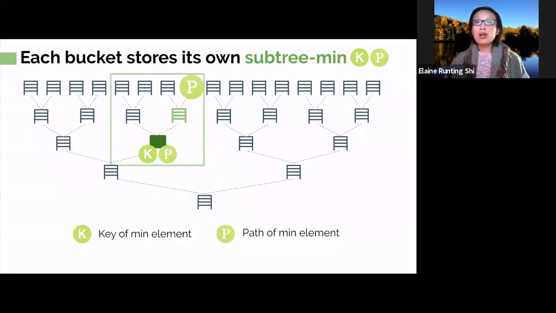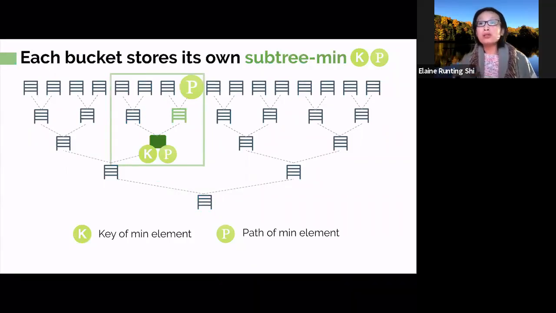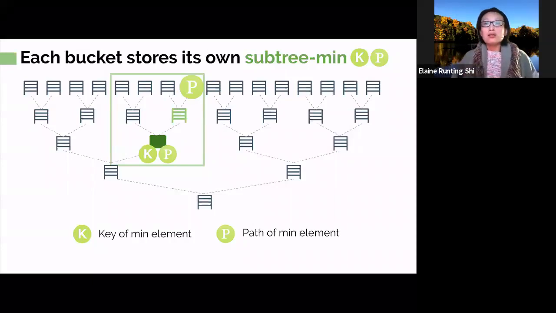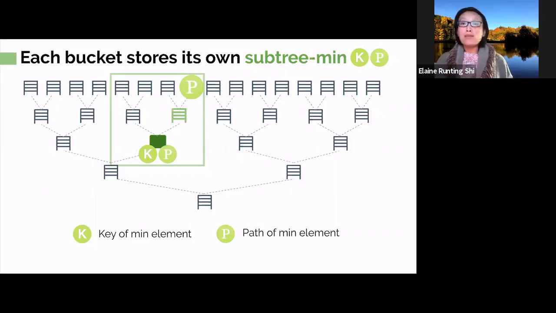Now, besides storing elements, every bucket also stores a label called the subtree min label. This will help us support extract min later. The subtree min label is a pair consisting of K and P. K specifies the minimum key residing in the subtree rooted at the bucket, and P specifies the path on which this minimum element can be found.